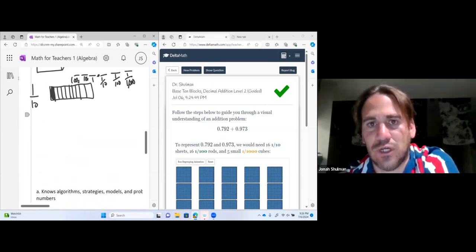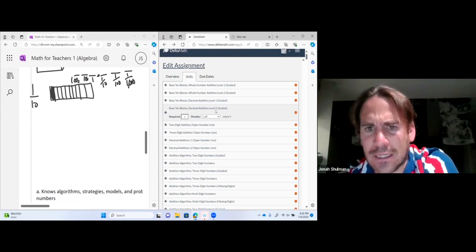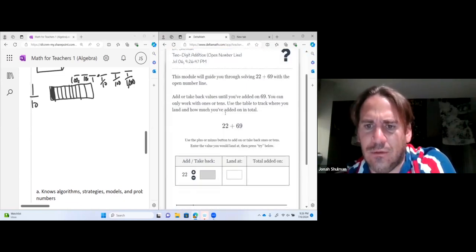All right, let's keep it going for our addition, and we'll get to subtraction. So that was all addition using the blocks. Let's do addition on a number line. Might as well. All right, here we go.